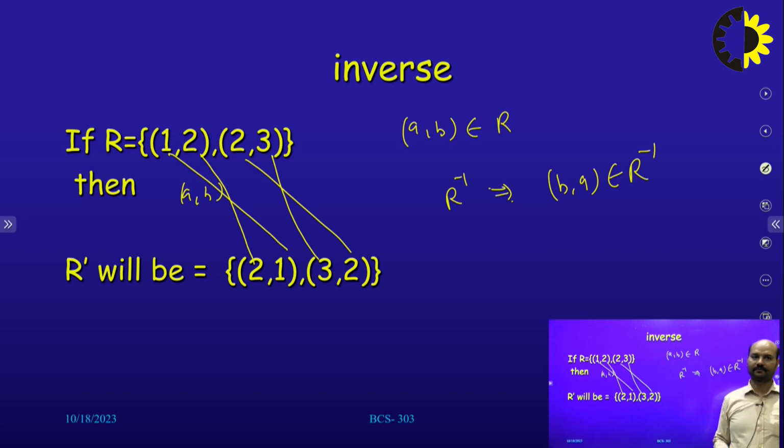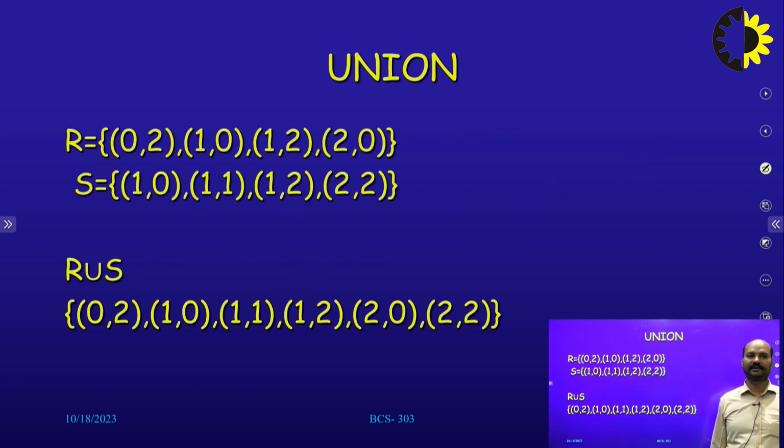So, this is the formula for calculating the inverse of a particular relation. We change the order of the ordered pair, that is A to B, then B to A. That is the inverse of a relation.